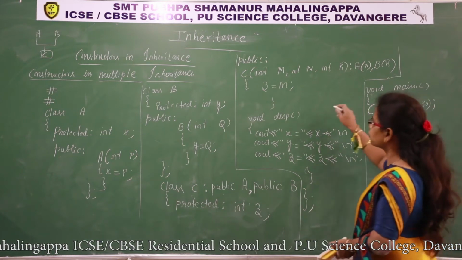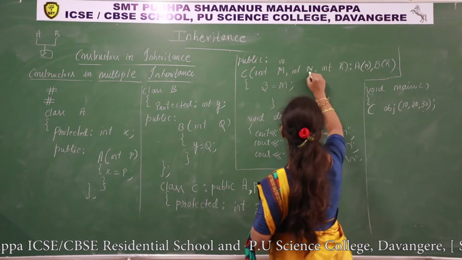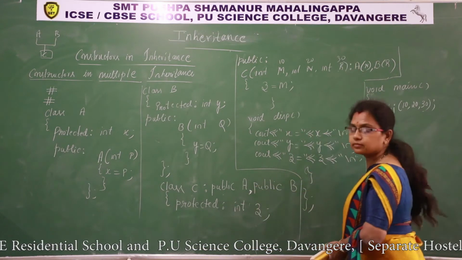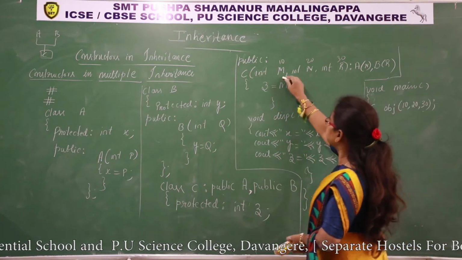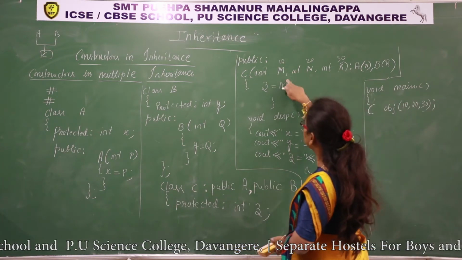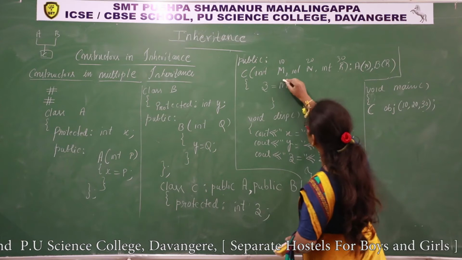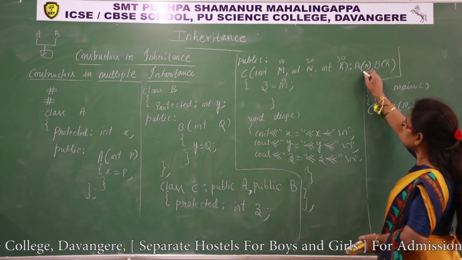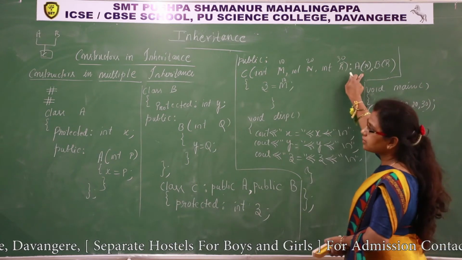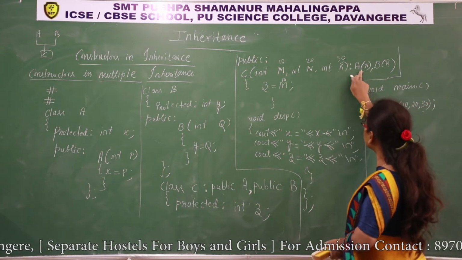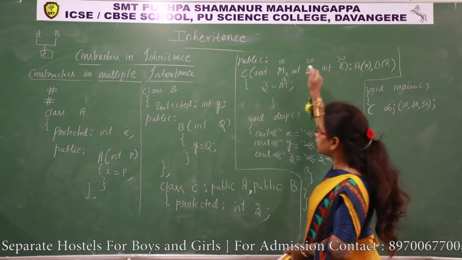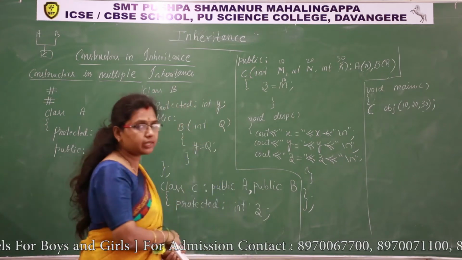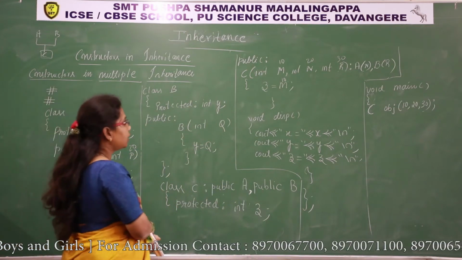Now 10 goes to M. N gets the value 20 and R gets 30. Among these three, I have taken the M value for Z. So the M value is 10. Now I am passing the N value to the base class constructor A, that is 20. And the base class B constructor gets the value of R, that is 30.